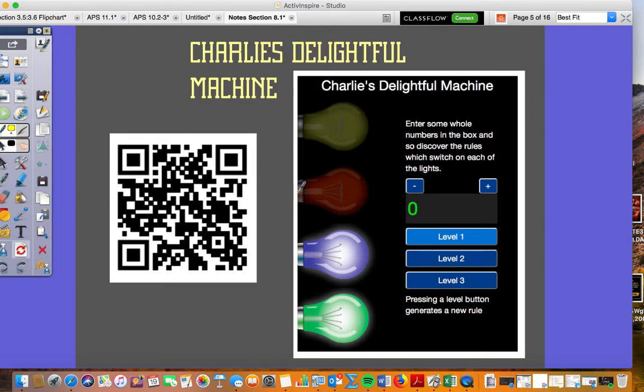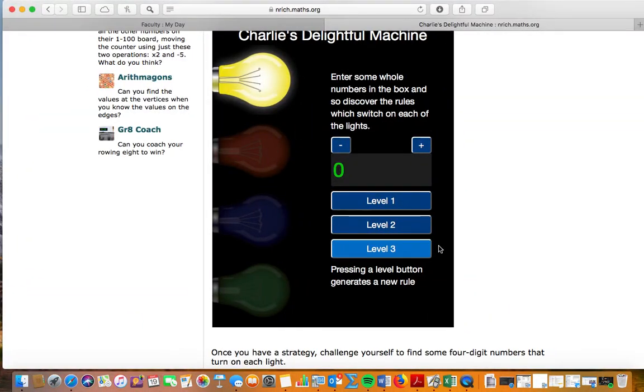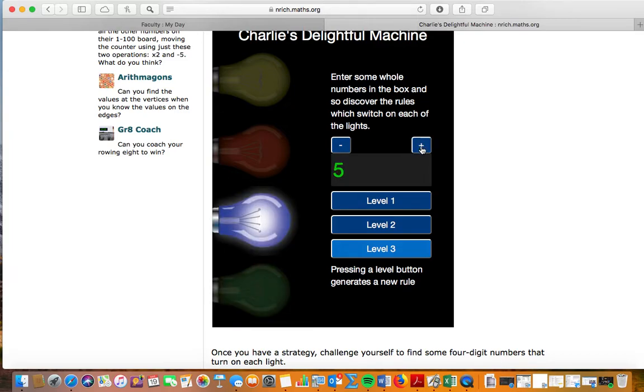So basically the idea is this: when you scan this here, you will see this idea of level 1, 2, and 3, okay? So we're going to start at level 3, and what we're going to look at is what happens as we go from, you know, whatever number comes in. So as I go to 1, nothing is lit up, right? So 0, yellow is lit up. 1, nothing, right? 2, yellow is lit up. 3, green is lit up. 4, green is lit up. 5, blue is lit up.